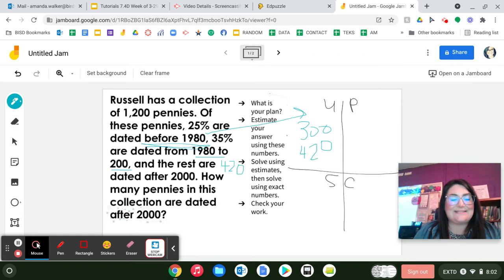Okay, so the rest of them are after 2000. What is my plan from this point? I know that my total collection is 1200. I'm taking out those 300. I'm taking out those 420. I'm trying to figure out what is left over. So talk to a table partner. How do you find out what is left over?